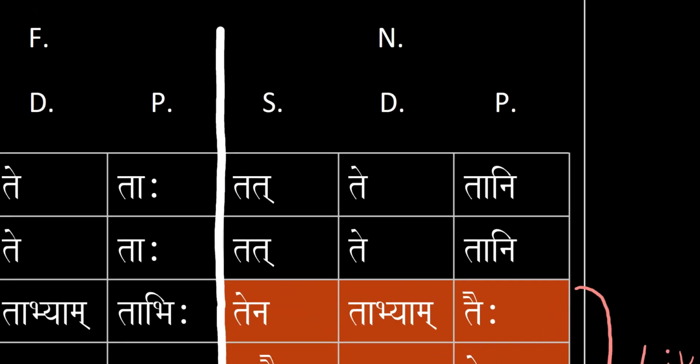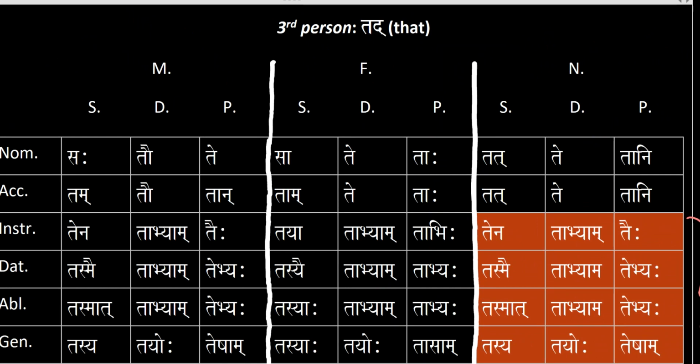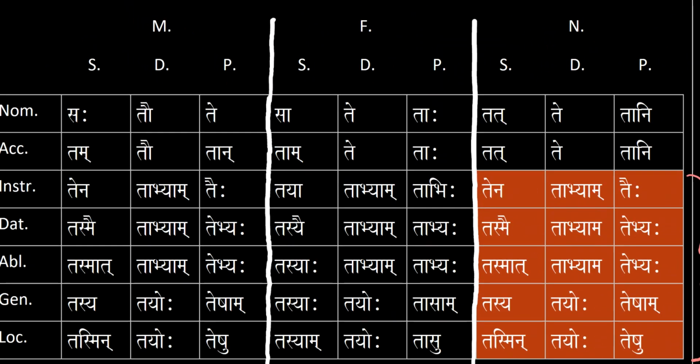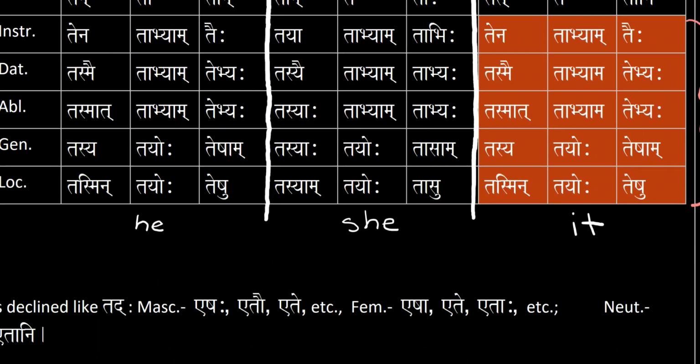For neuter, when you're talking about the word for both nominative and accusative, singular, dual, and plural, we have tat, te, and tani. Now, there are exceptions for using these types of declensions. There are some rules that go along with this, just like the previous one.